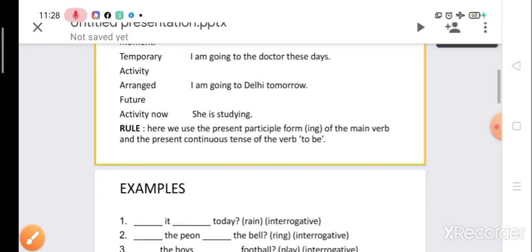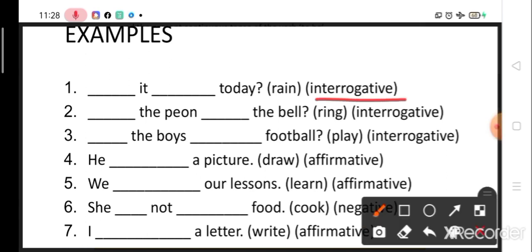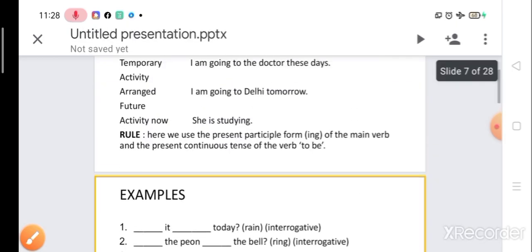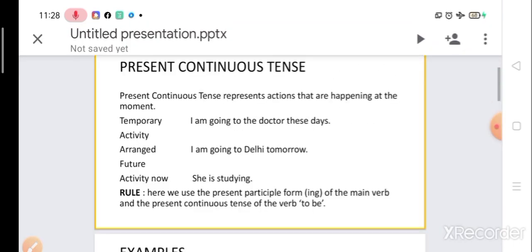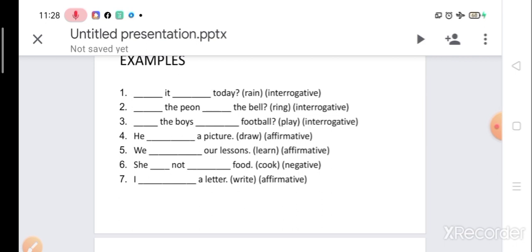Let us see a few examples so that the concept becomes very clear to you. The first example is dash it dash today. Now this is an interrogative sentence and we are supposed to fill in with the proper form of rain. So what we have seen in the rule, we are supposed to use the ing form of the main verb and the correct form of to be, present continuous form of to be. So ing and to be, that is what we have to use.